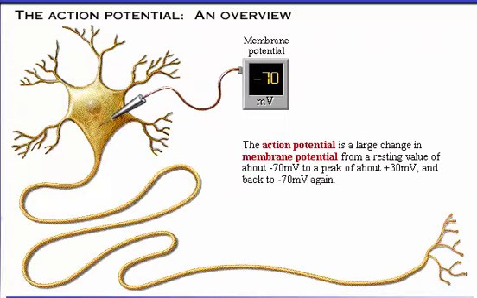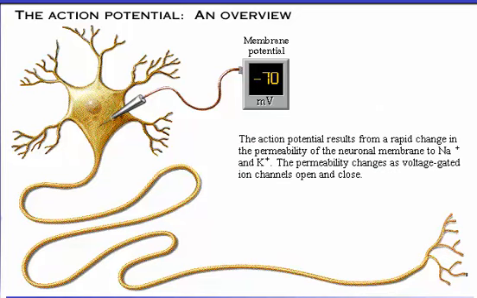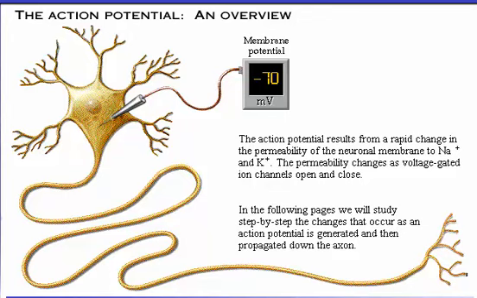The action potential is a large change in membrane potential from a resting value of about minus 70 millivolts to a peak of about plus 30 millivolts and back to minus 70 millivolts again. The action potential results from a rapid change in the permeability of the neuronal membrane to sodium and potassium. The permeability changes as voltage-gated ion channels open and close. In the following pages, we will study, step by step, the changes that occur as an action potential is generated and then propagated down the axon.